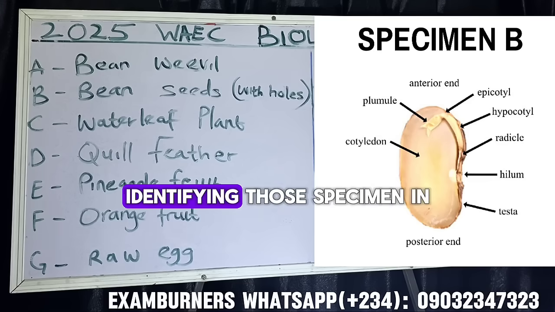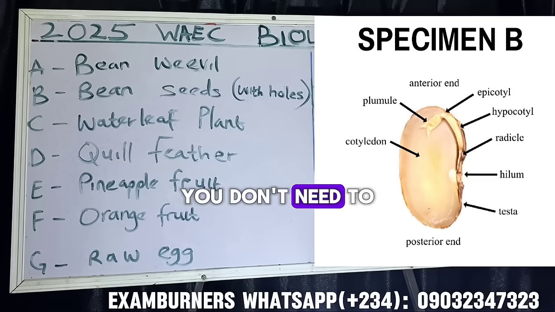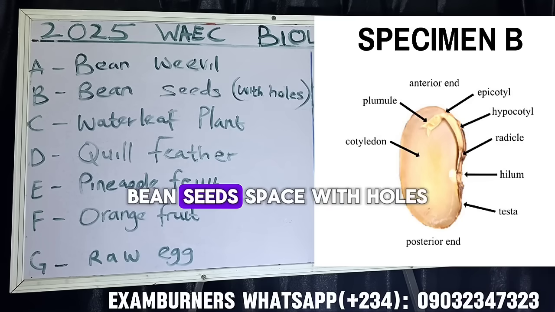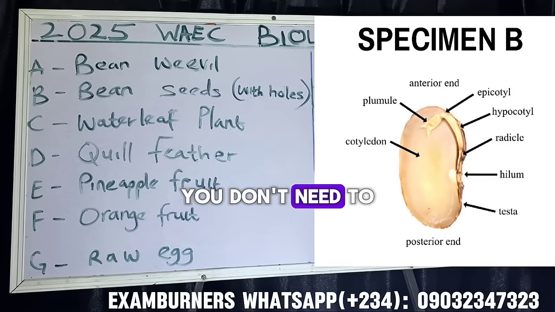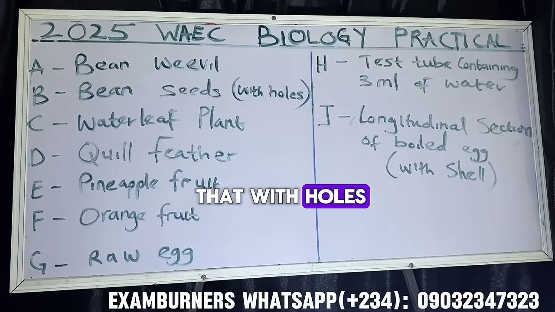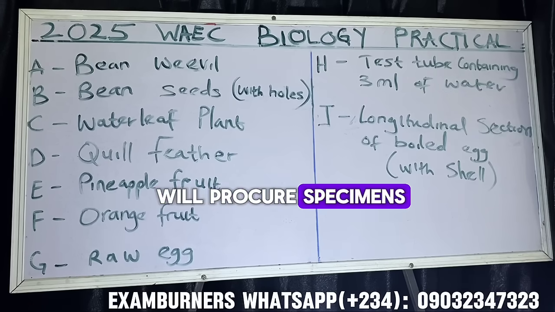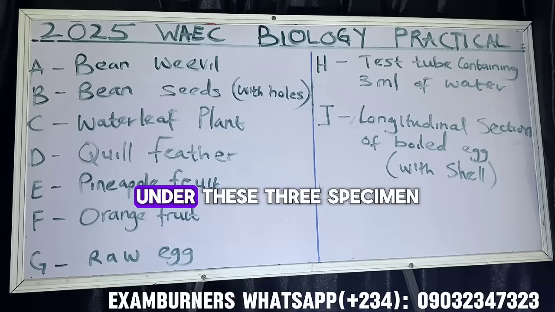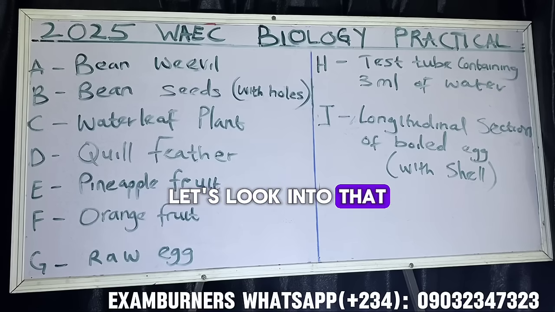When you're identifying those specimens in the exam hall, you don't need to put brackets around the "with holes". You can write bean seeds, space, with holes. You don't need to put brackets there. WAEC only specifies "with holes" so that the teachers will procure specimens that have holes. Your specimen C is water leaf plant. So what are the questions we can have under these three specimens? Let's look into that now.